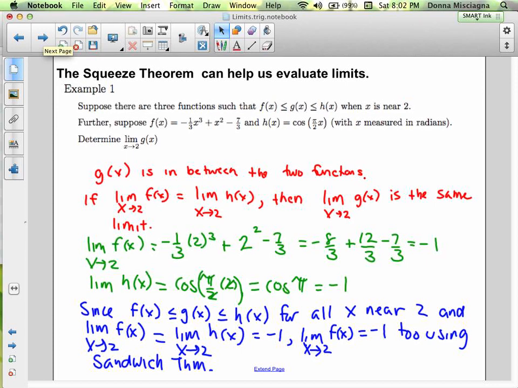All right, so the squeeze or sandwich theorem can help us evaluate limits. I should write that underneath here. Squeeze or sandwich. You use the word you like. All right, maybe I'll switch back and forth. All right, so let's take a look at another example.